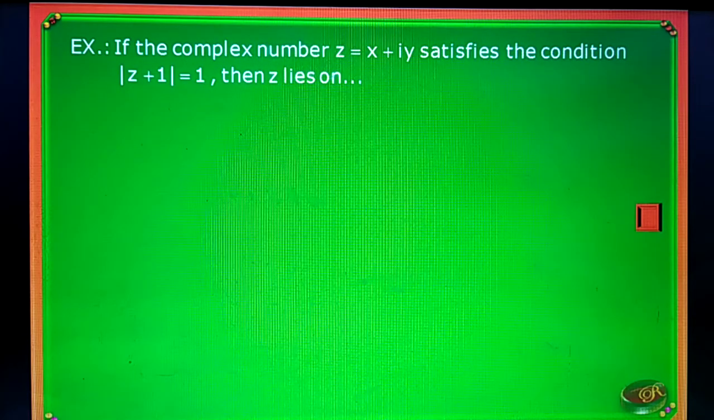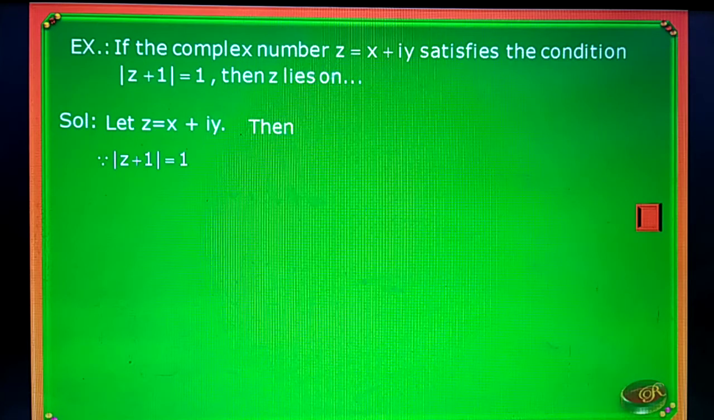Next one is, if the complex number z is equal to x plus iy satisfies the condition modulus of z plus 1 is equal to 1, then z lies on dash. Solution. Let z is equal to x plus iy. Since modulus of z plus 1 is equal to 1, therefore modulus of x plus iy plus 1 is equal to 1 implies modulus of in bracket x plus 1 plus iy is equal to 1.